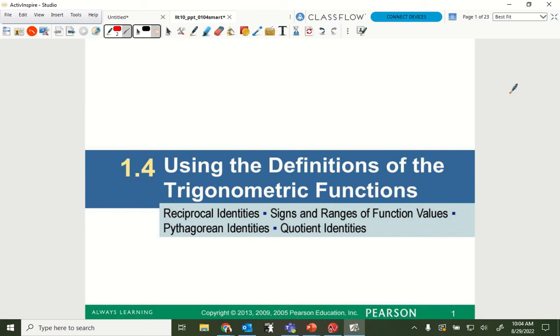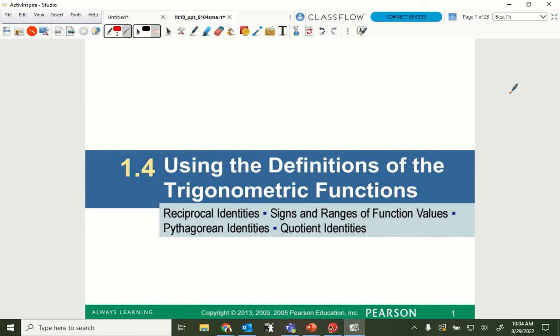Okay. All right. So using definitions of the trigonometric functions. Now, all these things I kept teaching you, what are the three things of every trig identity that you have to know? X, Y, and R. X, Y, and R. All the time. This whole year, X, Y, and R. Everything we're going to cover is going to be X, Y, and R. Everything is based in that.